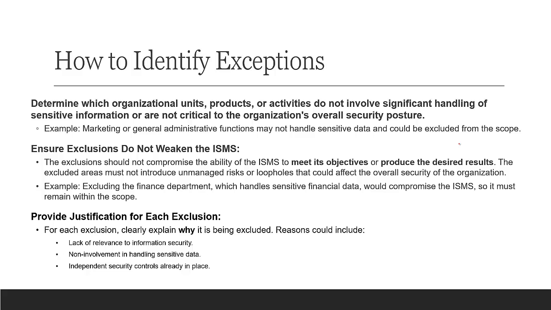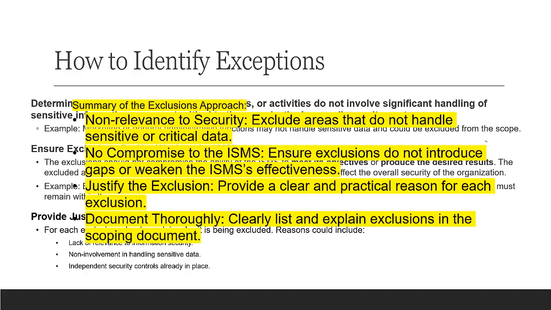So whenever you do an exclusion, you have to give a justification. You need to clearly explain why it has been excluded. Okay, lack of relevance to information security, non-involvement in handling sensitive data, and more important, independent security control already in place. So this is how you can justify. Okay, so I have one formula here which I follow. Anything which is not relevant to security, we can add in exceptions.